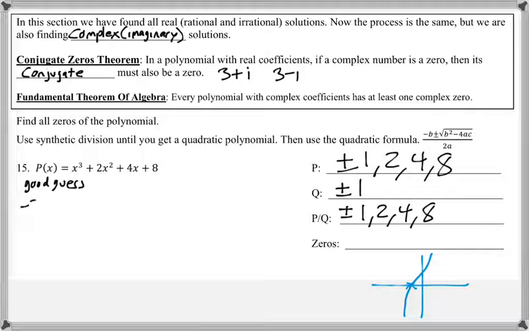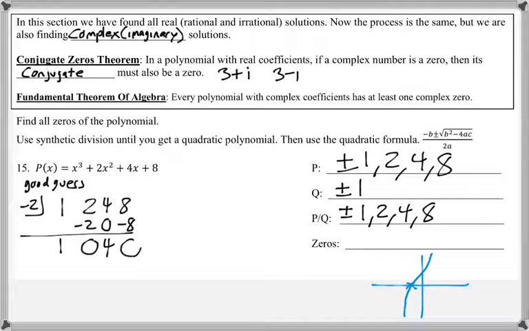So -2 is going to be my good guess, and I'm going to use synthetic division. So bring down the 1, this will be -2, 0, 0, 4, -8, and 0. So I can officially declare -2 as one of my zeros. And we now have a quadratic. This is x squared plus 0x plus 4.